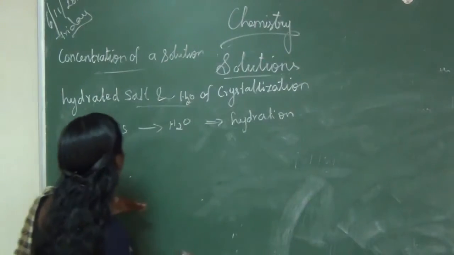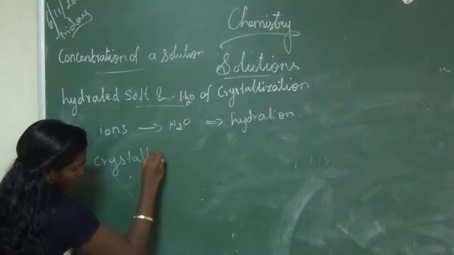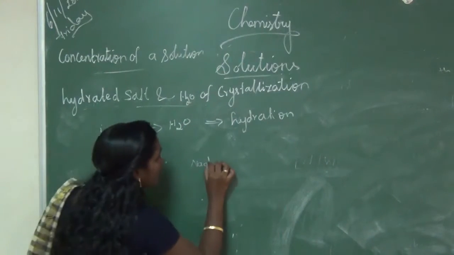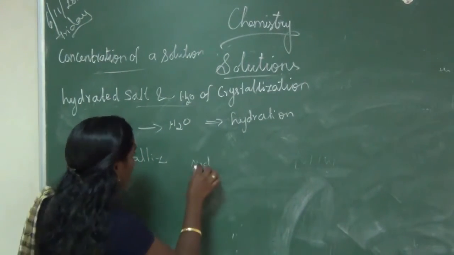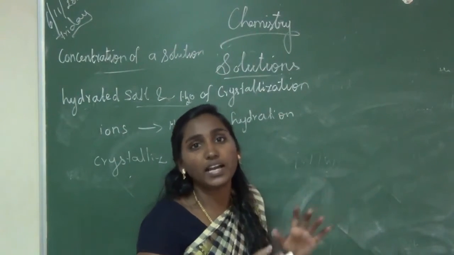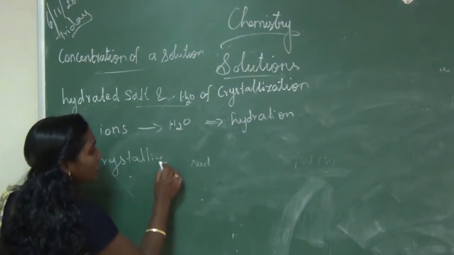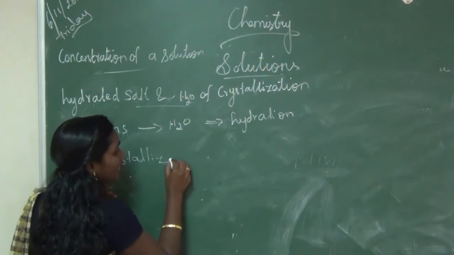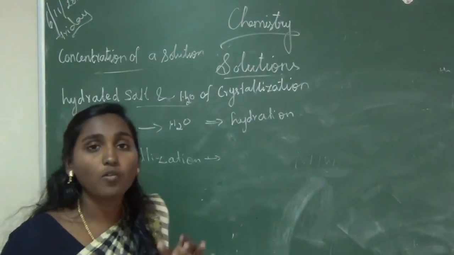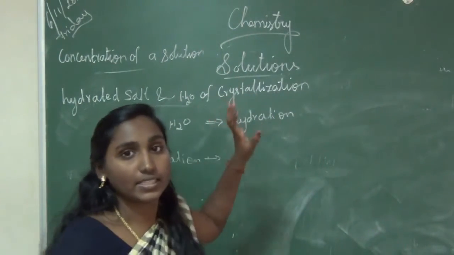The number of water molecules found in crystallization: if you take sodium chloride, we can see it is in crystalline form, right? So for substances that have a crystalline form, there must be combined water molecules. So the number of water molecules found in crystallization is called water of crystallization.